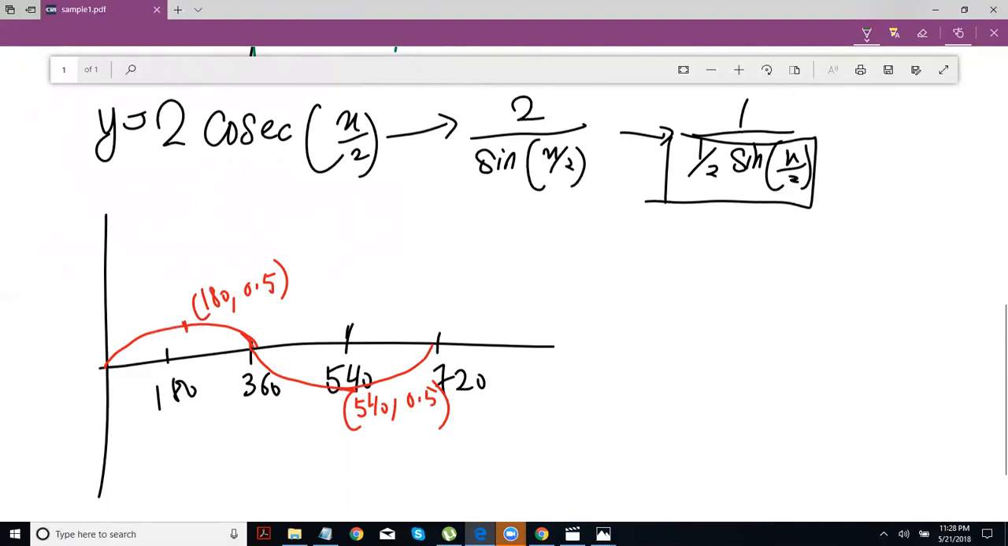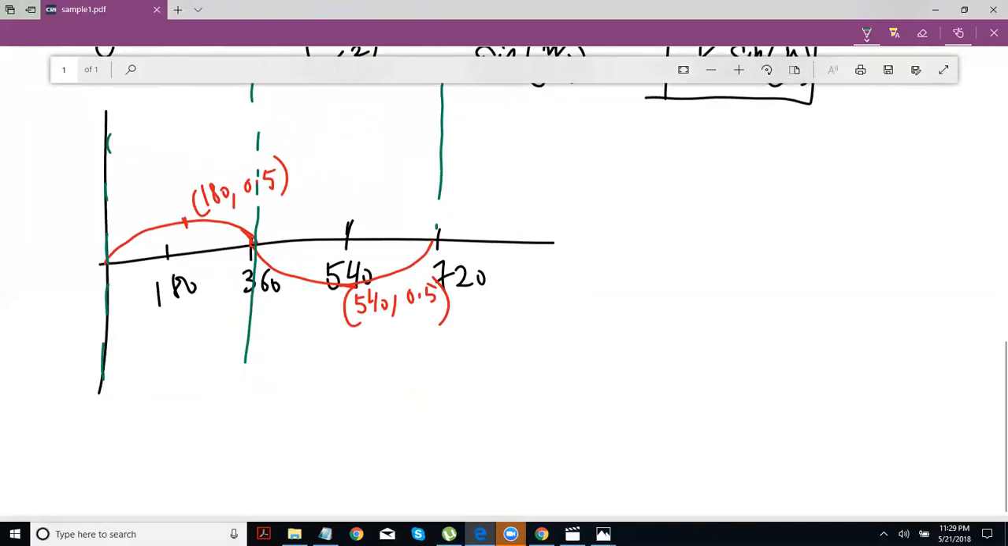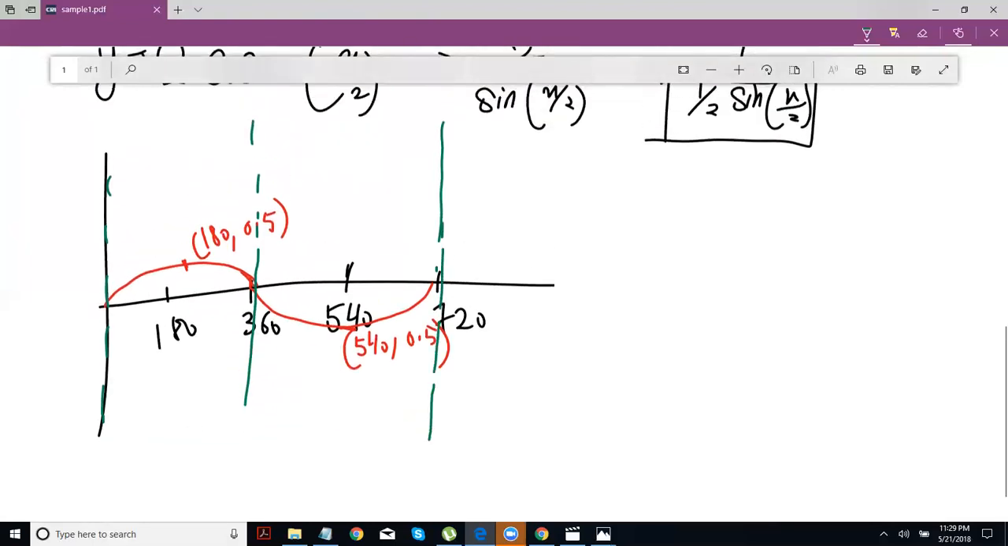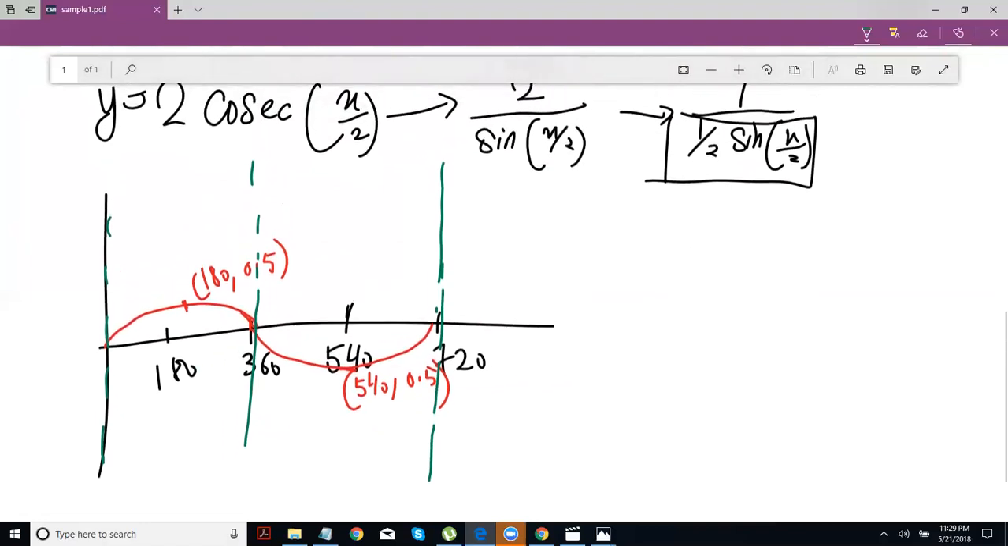Now let's do the same thing we did above. Wherever this particular value is 0, you have to draw an asymptote because the graph can't touch that. So here you have your asymptotes.